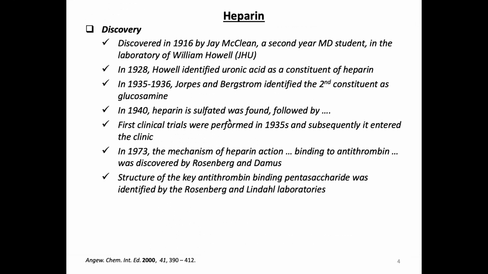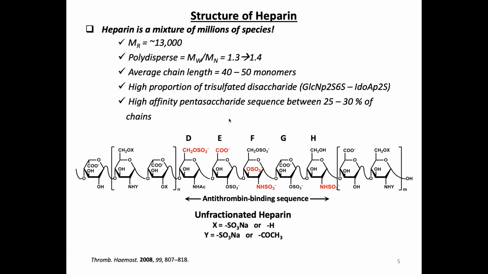And the key sequence of pentasaccharide that is involved in binding to antithrombin. This particular sequence we will discuss in just a little while. Yeah. How did they find out those three components? How did they know that those are essential?